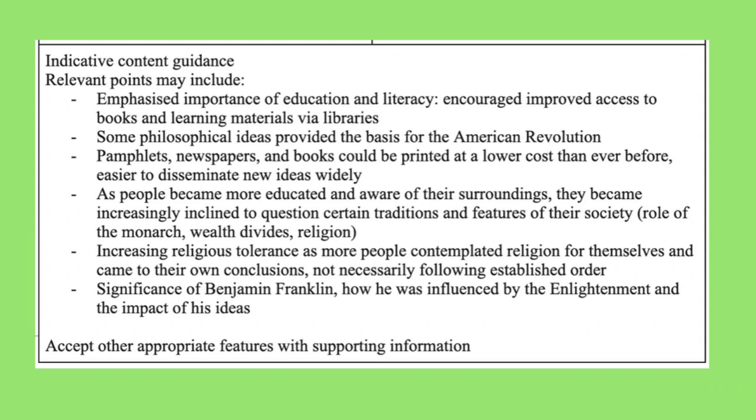Your consequence could be that more people became more educated and therefore more aware of their surroundings. So that's your consequence, and then you just need to explain that in a little bit more detail. So you can say that people perhaps were more willing to question the norms and traditions and customs of their society, so things like the wealth divide and the role of the monarch. Keeping it nice and concise and clear like this just makes it easier for the examiner to give you the marks because they can see exactly what you've done.